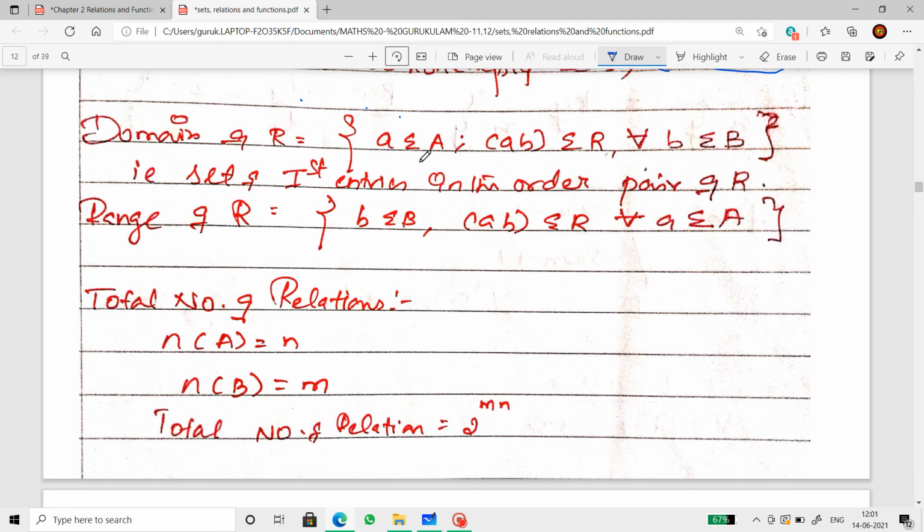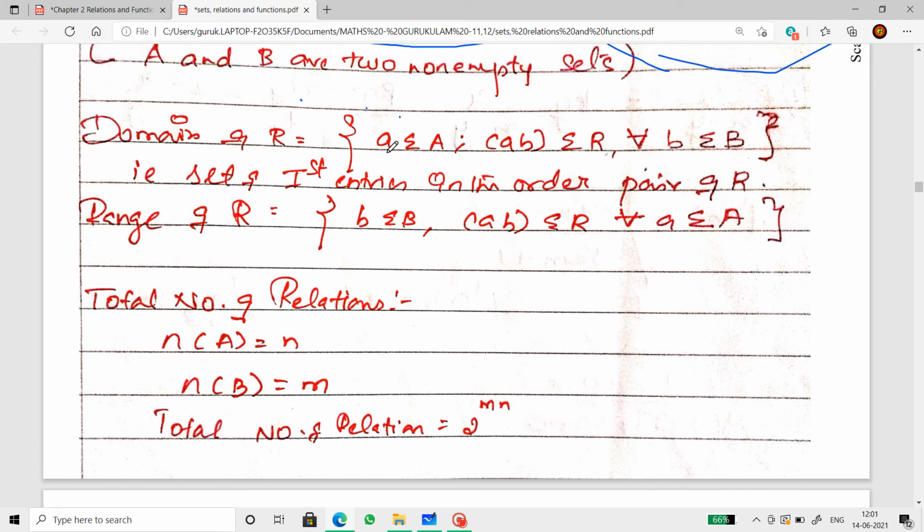a belongs to A, that means small a is an element of capital A set. And (a, b) belongs to R. So that means the ordered pair (a, b) is an element of R set. What is R? Don't consider R as any real number. R is called a relation here. So R is a relation set where (a, b) is one of the ordered pairs, and a belongs to A set, for all values of b that belong to B.